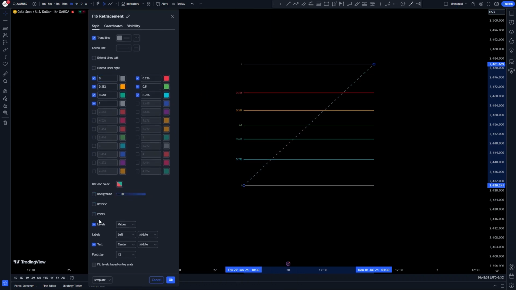Then unselect the background color to remove it. To reduce clutter, unselect the prices as well. Change the levels to percentages by selecting the drop-down menu and choosing percent. The Fibonacci levels will now be displayed as percentages.